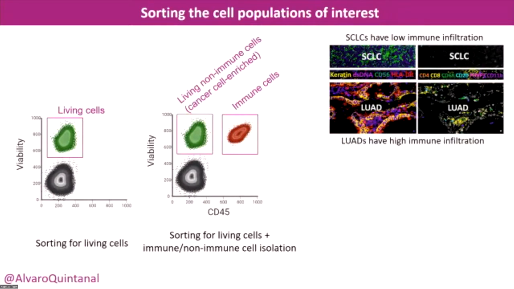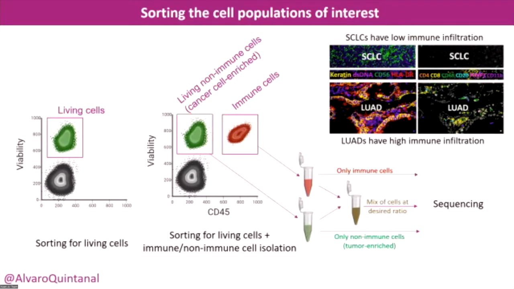Sometimes tumor cells may represent less than 5% of the cells. And if we are interested in the tumor cells, maybe we don't want to sequence that many immune cells. So the idea of sorting immune and non-immune cells would be to get them both separated. If you are an immunologist and you're interested in immune cells, you can sequence only the immune cells. If you are a tumor researcher and you're only interested in the non-immune cells, you can go for that. But you can also mix both at the desired ratio, so you have the representation that you want for each of the cells.